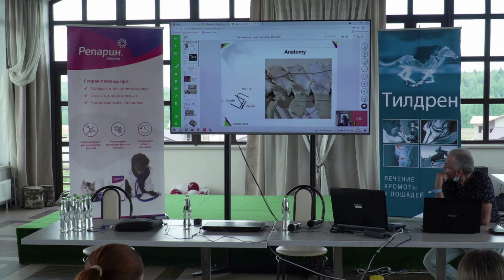Again, this is the lumbar area. So the joints block, in fact, a lot of the movement.